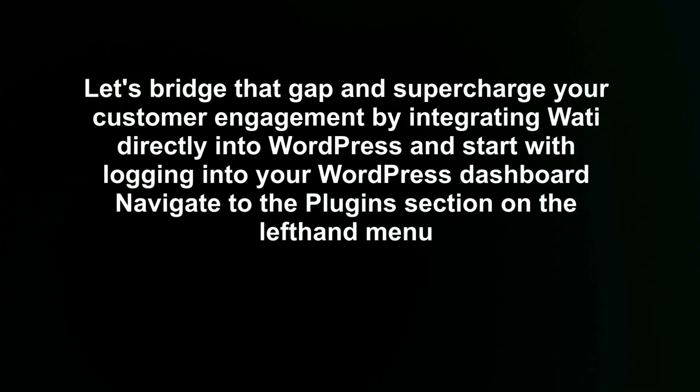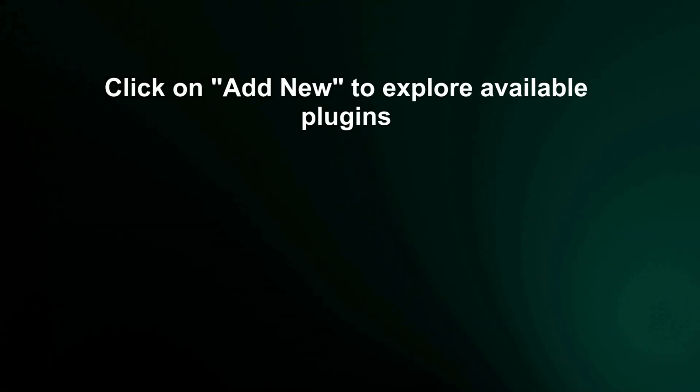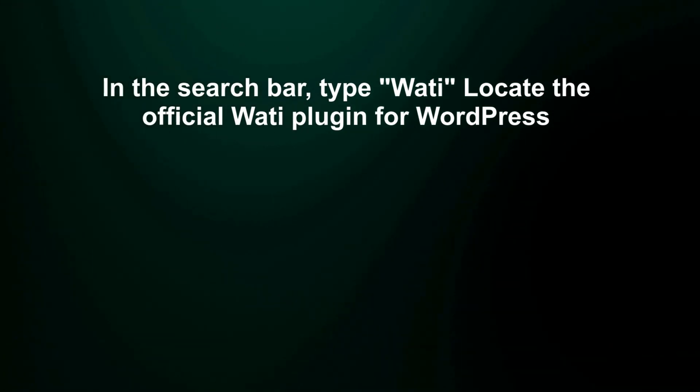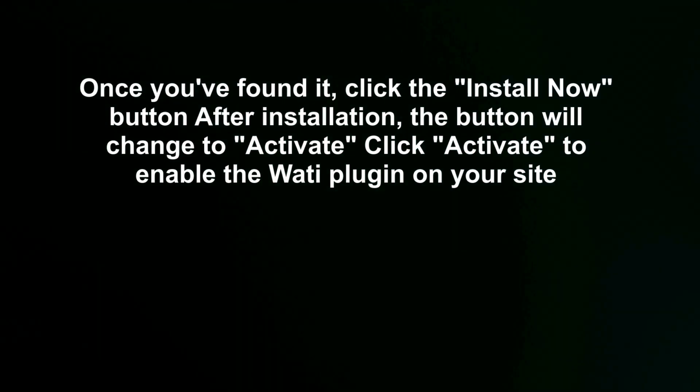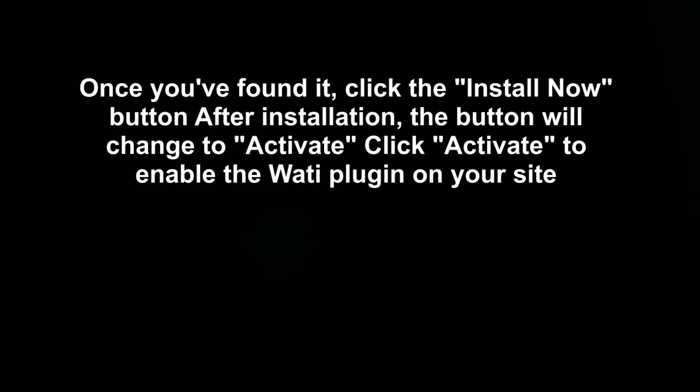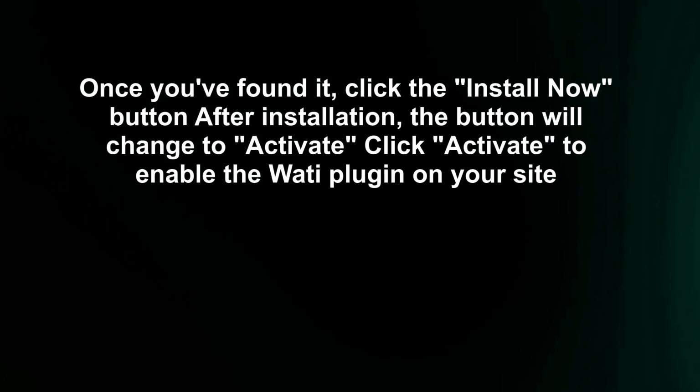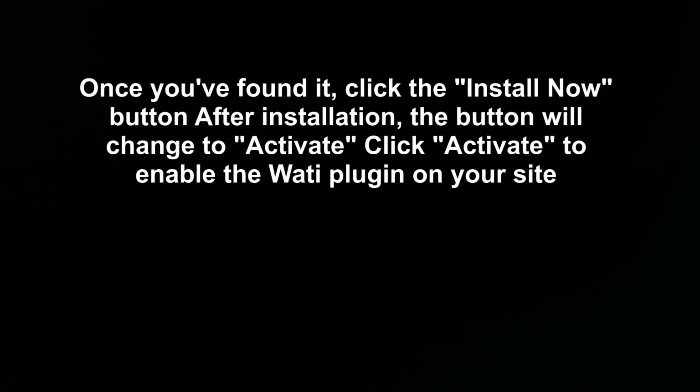Navigate to the Plugins section on the left-hand menu. Click on Add New to explore available plugins. In the search bar, type Wati. Locate the official Wati plugin for WordPress. Once you've found it, click the Install Now button. After installation, the button will change to Activate. Click Activate to enable the Wati plugin on your site.